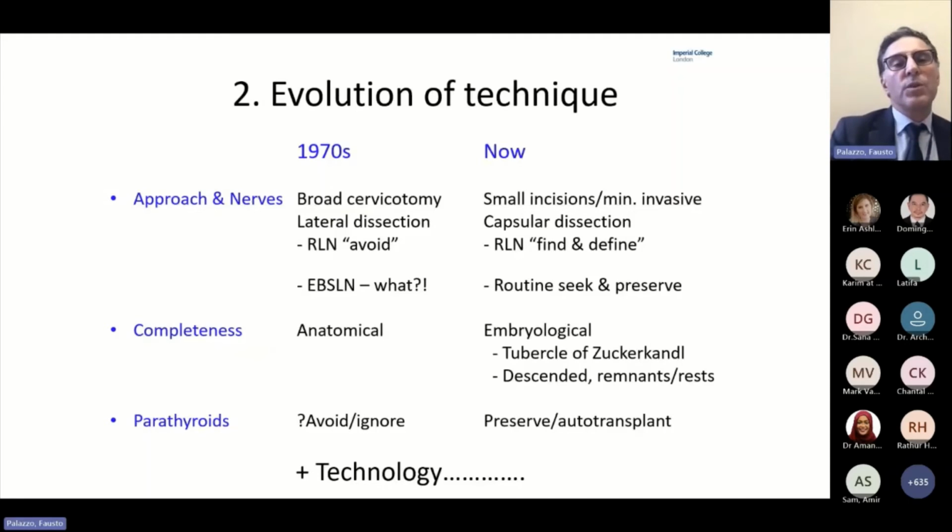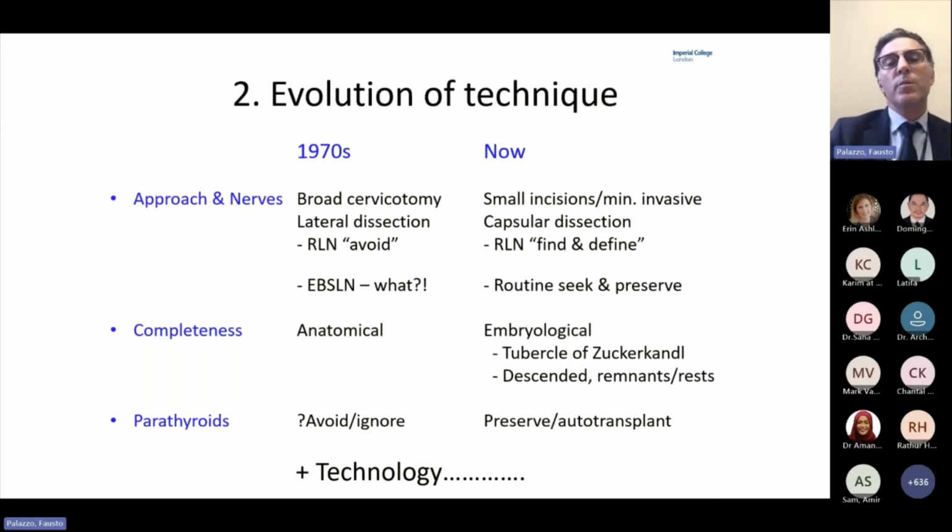So what's happened to surgical technique over the last 40 to 50 years? Well, the approach to the operation, in the first instance, we have moved away from big incisions. We've moved far more towards small incisions, or even minimally invasive surgery, as it's sometimes called. In the past, we adopted what's called a lateral dissection in order to avoid the recurrent laryngeal nerve. But of course, by doing a lateral dissection, we devascularize the parathyroid glands. And now we perform a capsular dissection, so we're right on the thyroid gland, and we identify routinely the recurrent laryngeal nerve. And you'll see afterwards we talk about nerve monitoring. We use nerve monitoring too.